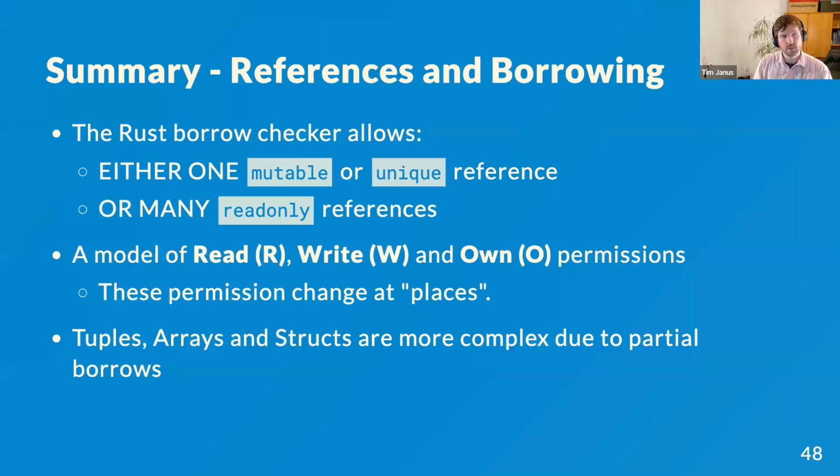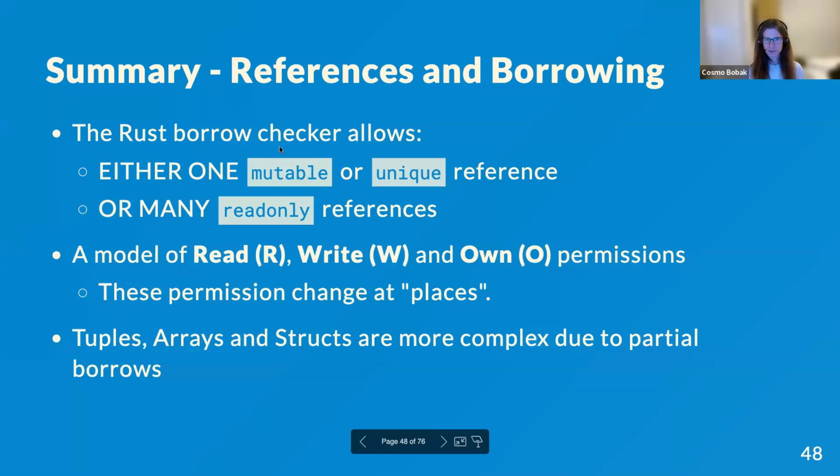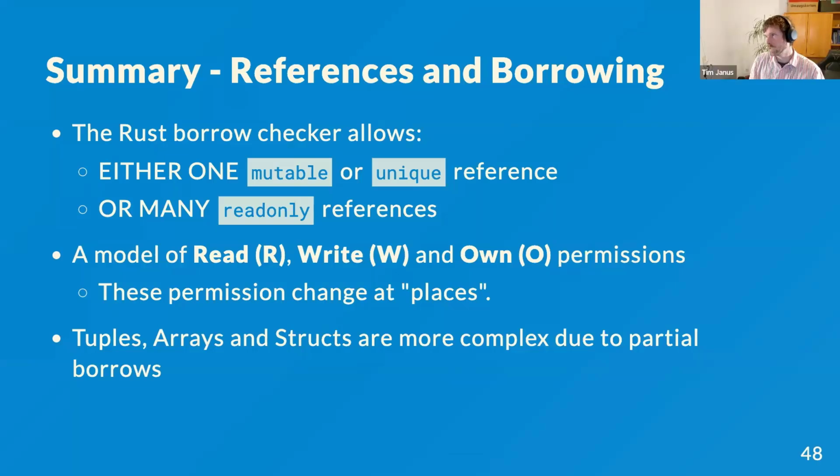The most important part is really that we have this one unique reference or multiple read-only references, and that there's this read-write-own permissions model, and that they change at places. So that's not related only to assignments, for example. And I might also say that mutable and unique are different words for the same thing. They're not different types of reference. A unique reference is exactly the same thing as a mutable reference. It's like a synonym, so to speak.